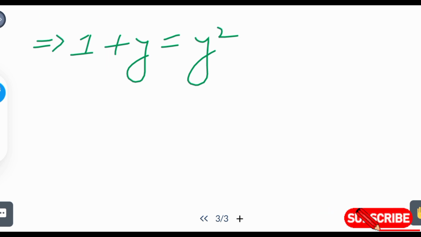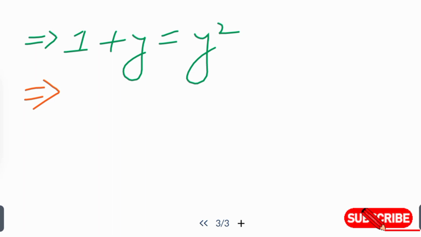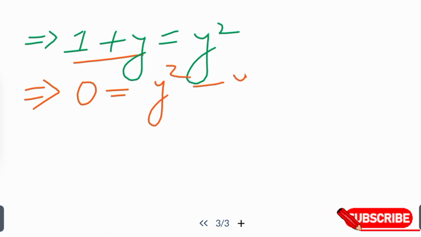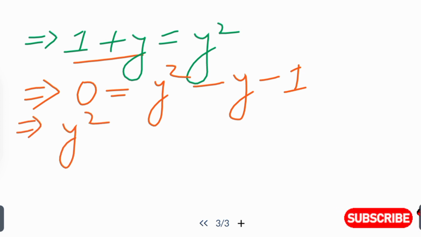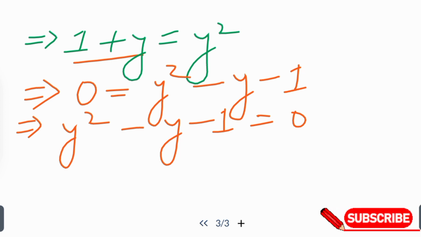Now if you want to solve this one, what we can do here is take this whole part to the right hand side. So I write 0 equals to y square minus y minus 1. It means this can be written in this form, that is y square minus y minus 1 equals to 0. All right, now here we'll apply a rule.